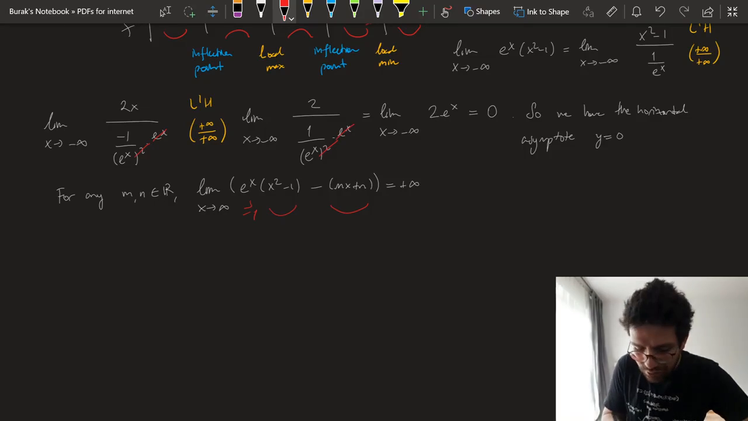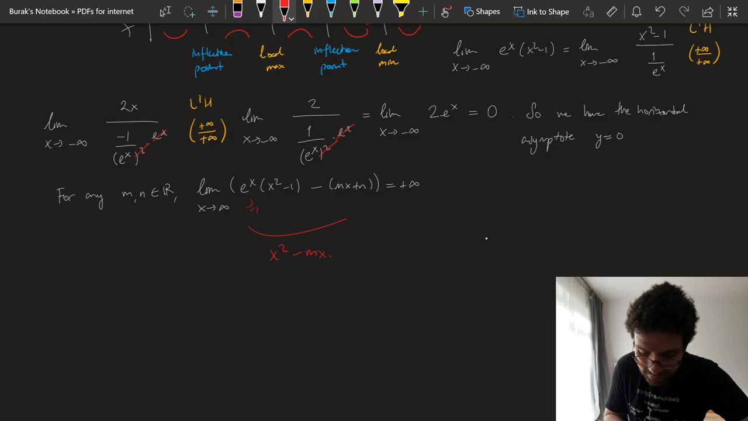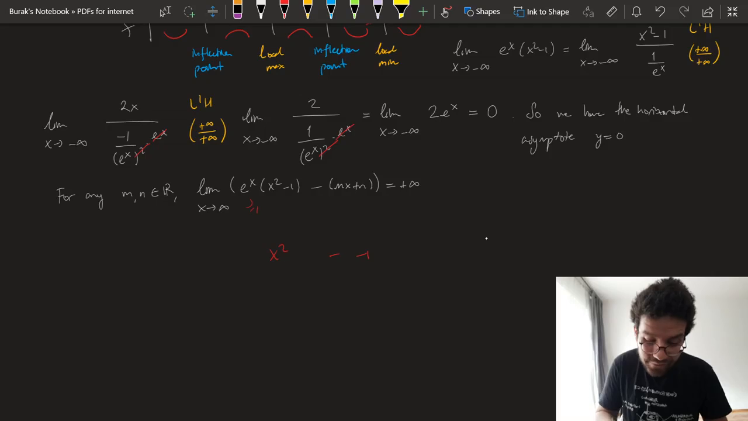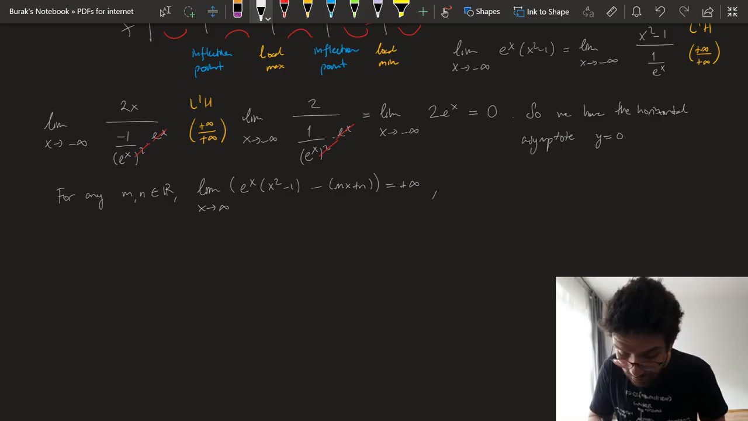You can also observe this as follows. We already proved that this difference is, if x is positive, this is bigger than 1, so this difference is bigger than x squared minus mx minus n minus 1. So this is this difference. What we proved is that the limit of such a polynomial at infinity is infinity, so this limit is infinity. So for this example, it's not actually difficult to show that there's no oblique asymptote. So this is always infinity, so there are no oblique asymptotes.